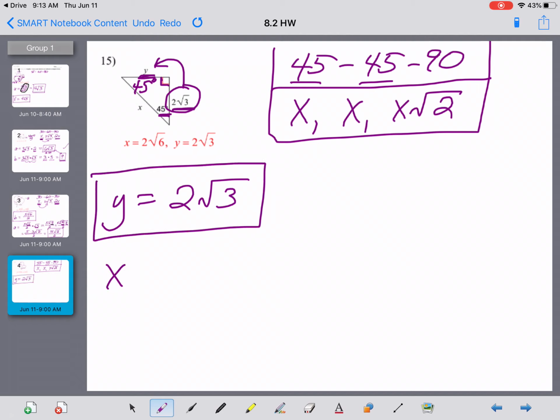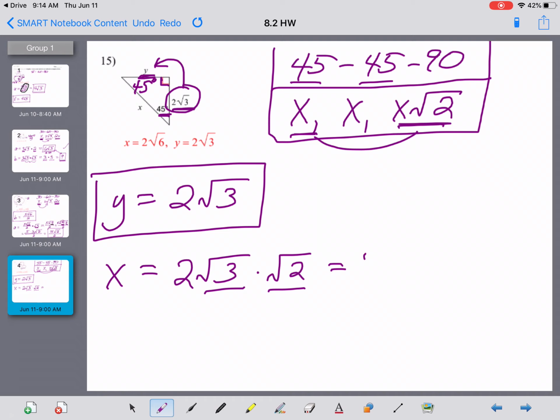But to find x, which is your hypotenuse, to go from leg to hypotenuse right here, we are going to multiply that leg by the square root of 2. So the length of the leg was 2 root 3. We multiply that by the square root of 2. Now, we have two numbers that are alike here, root 3 times root 2, so we can put those together and make root 6. The 2 out in front just goes along.